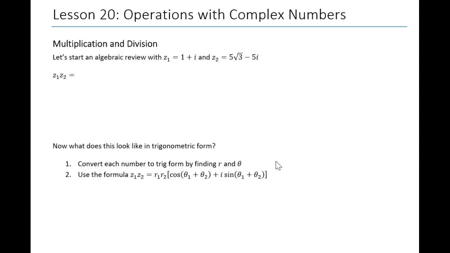Hello, trigonometry students. This is our last required lesson for the course competencies. This lesson is on operations with complex numbers.